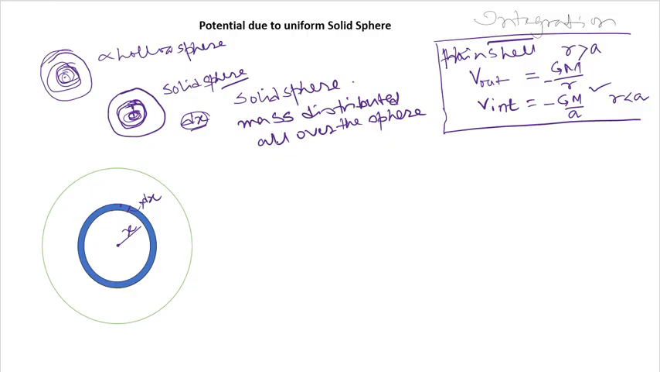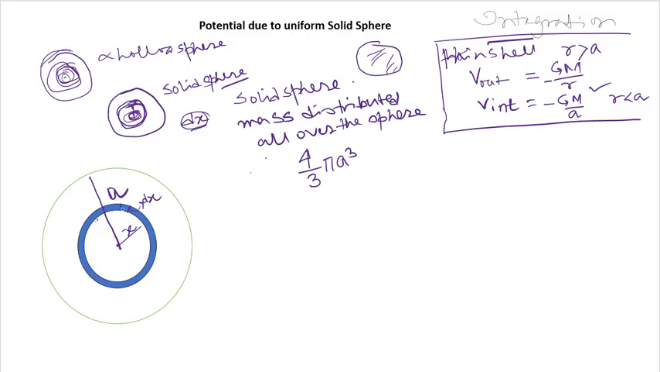Now when it is all over the sphere, that means suppose this is a sphere and mass is distributed everywhere, inside also. So now I have to calculate the volume of the sphere. This is x, and the radius of the sphere we are taking as a. So what is the volume of the sphere? 4 by 3 pi a cube is the volume of the solid sphere, the whole sphere.